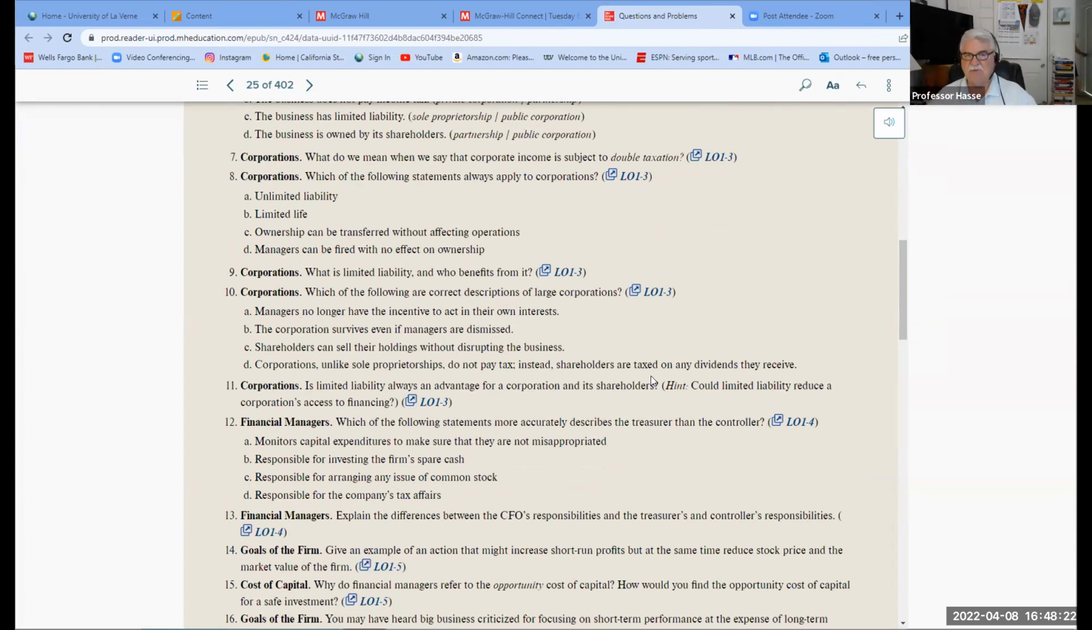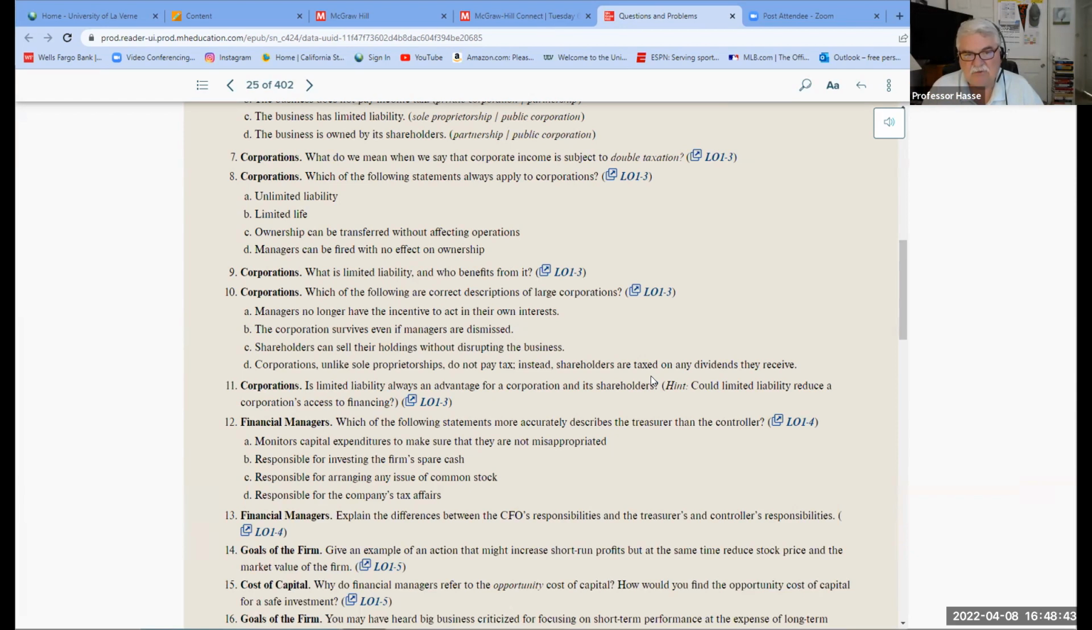Correct descriptions of large corporation. Now, first of all, I say, what do you mean by large corporation? What's a large corporation? A large corporation has more than 10 million shareholders, stockholders. That's a large corporation. So which of the following are correct descriptions of that?